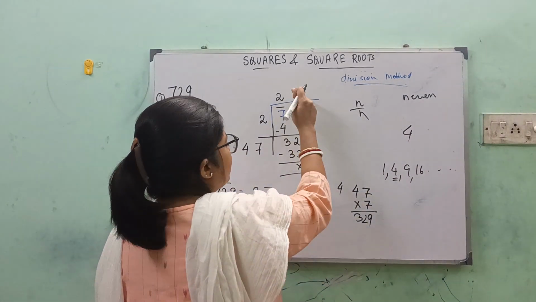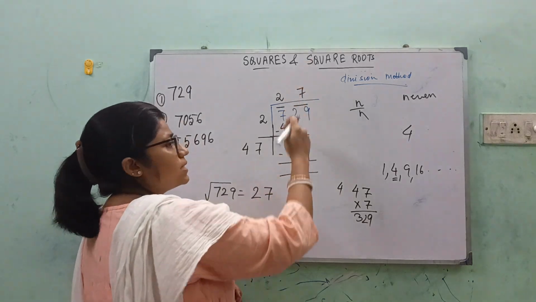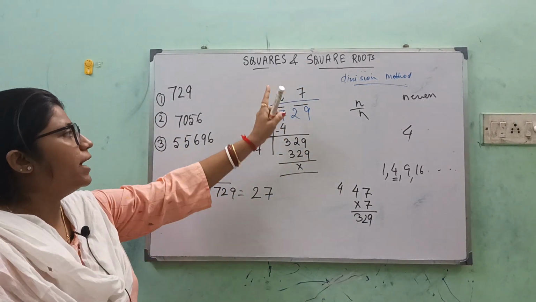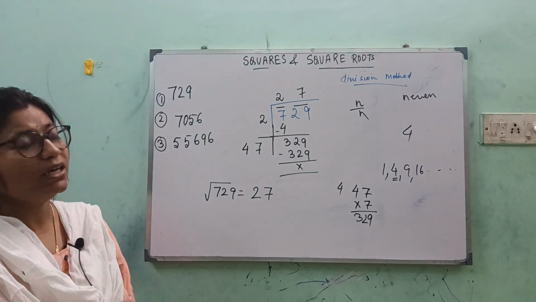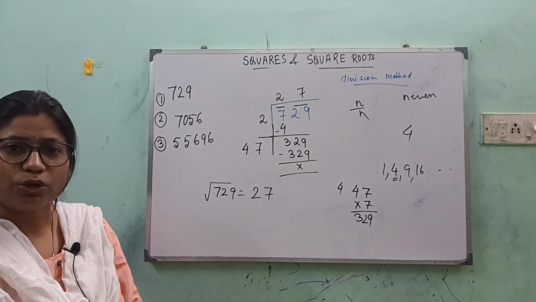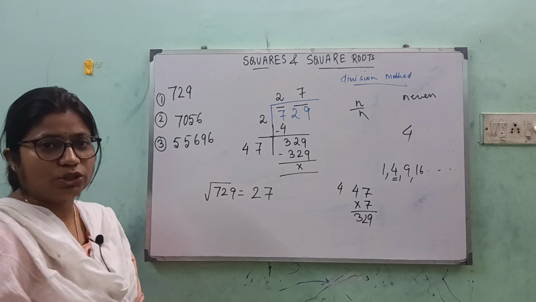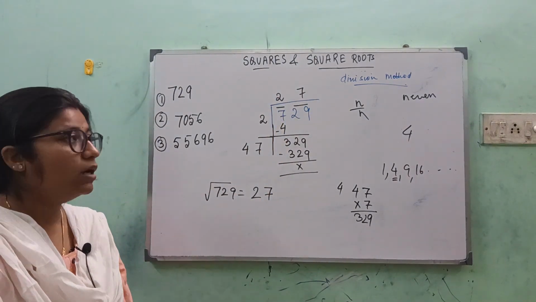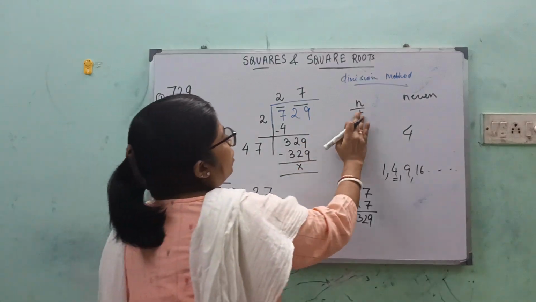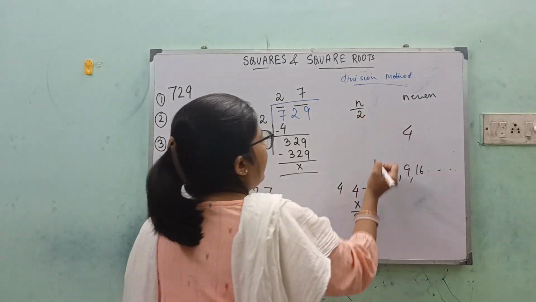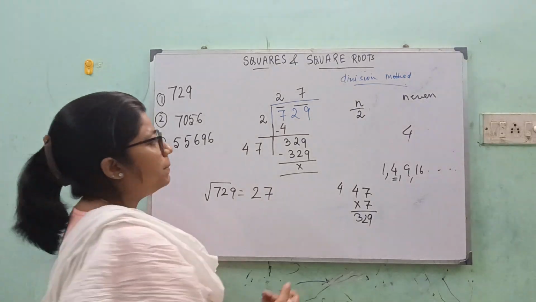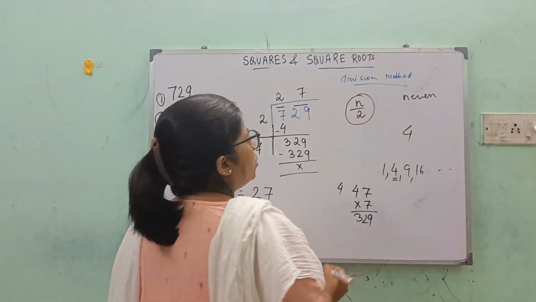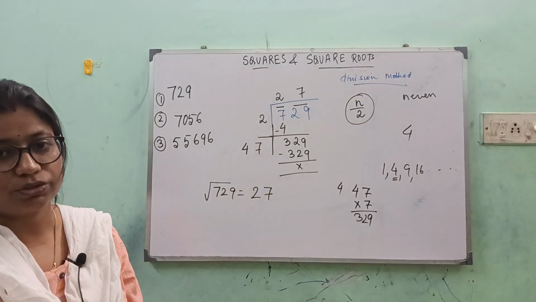That's why I told you above each pair to write its quotient. For each pair you are getting one digit of the quotient, that is, one digit of the square root. The number here is the square root. So for each pair you have one digit of the square root. That means if your n is even, you have n by 2 pairs, and that many digits in the square root.